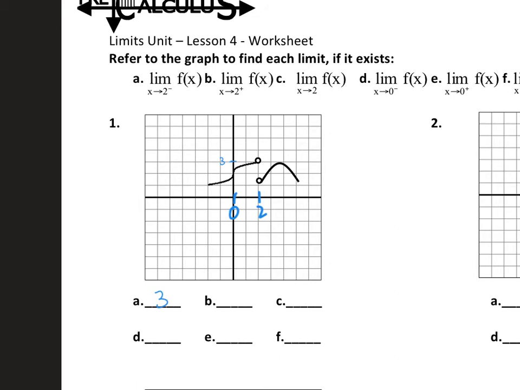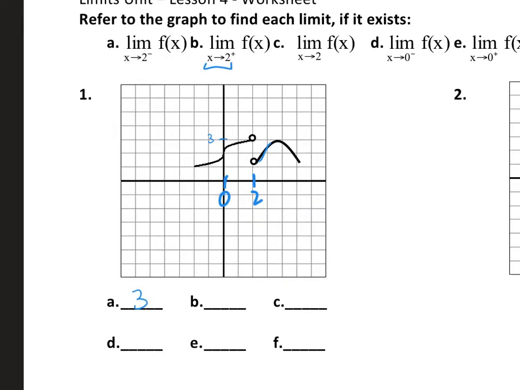Then B says, okay, well, what about when you're coming from the right? So the x value is still approaching 2, right? We're getting infinitely close to 2. But what's the y value supposed to be there? And of course, this is kind of weirdly placed in between 2 grid marks. I didn't do that anywhere else, but that's not a very good picture. I would normally give it to you right on a grid mark so you don't have to guess at it.